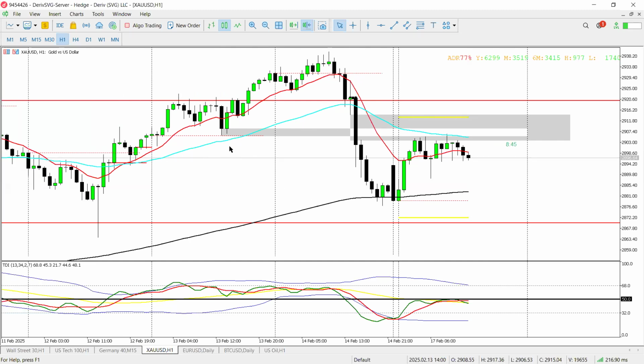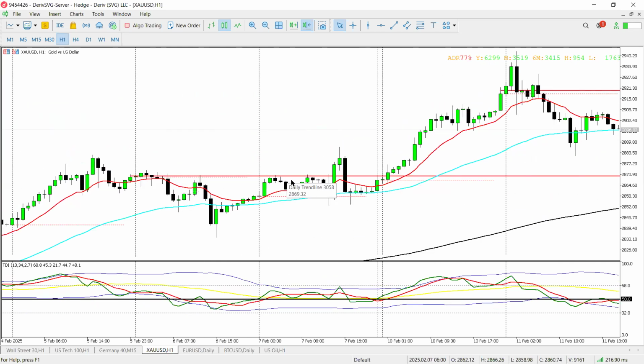So that was an example of a squeeze. Let's just scroll back. If a squeeze happens like this, half your TDI is above the 50 static, which is this level here, and half your TDI indicator is below the 50 static. Simply wait to see where your price is going to break out on.